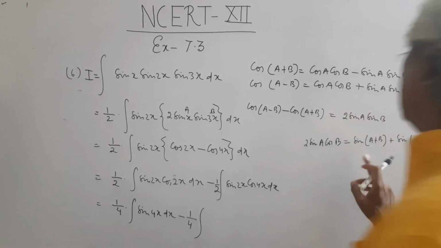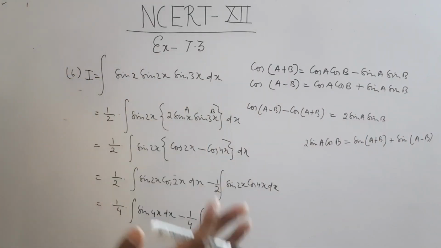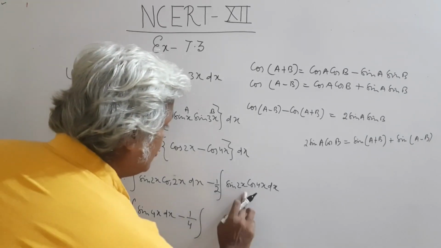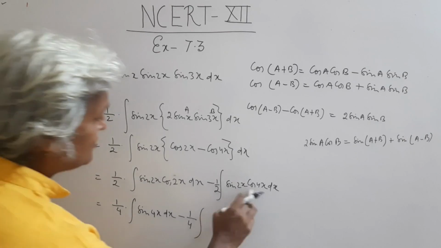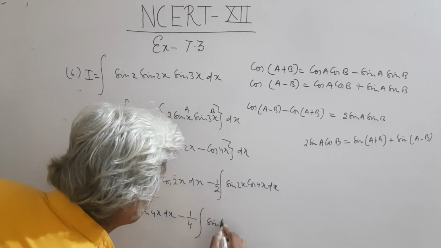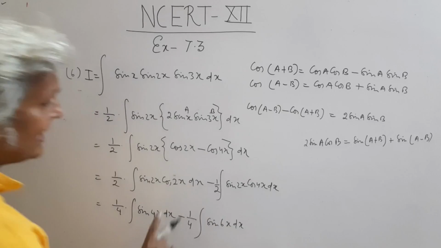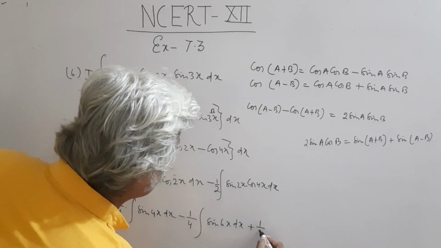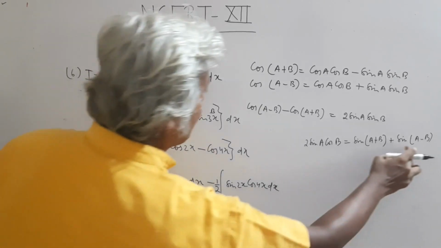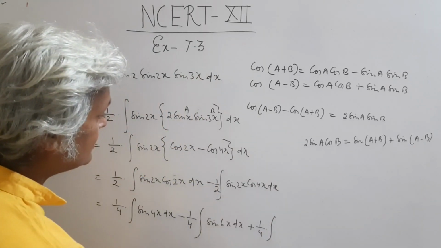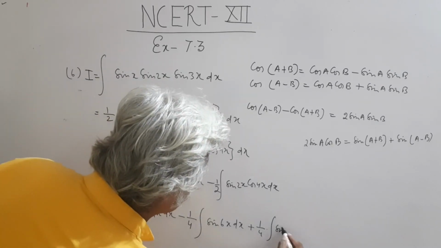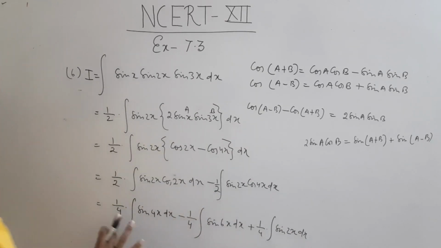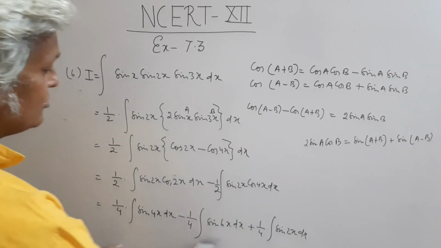But this one, mind you, the sine of a negative argument gives you a negative value. So I write sin(2x plus 4x), I'll get sin 6x dx, and again I'm getting a negative, so I write this one as plus 1 by 4 and sin(a minus b), that is 2x minus 4x, that is sin 2x dx. I have compensated this minus sign. And at the same time, I have divided the whole expression into these three terms.